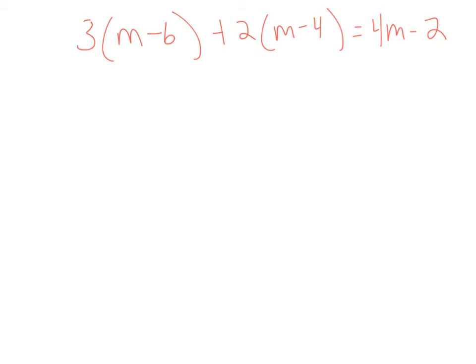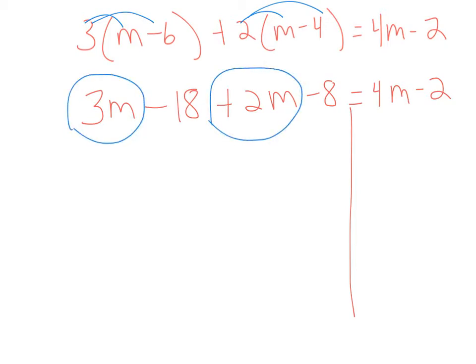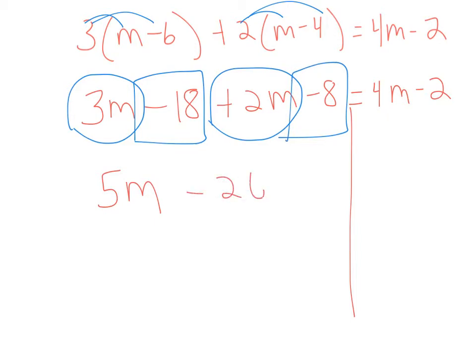Okay, so let's start by using the distributive property. So I'm going to distribute the 3 and also the 2. So we end up with 3m minus 18 plus 2m minus 8 equals 4m minus 2. Let's clean up what's on the left-hand side of that equal sign. So we've got 3m and a positive 2m. So altogether that gives us 5m. And I've got a negative 18 and a negative 8, so we've got negative 26.